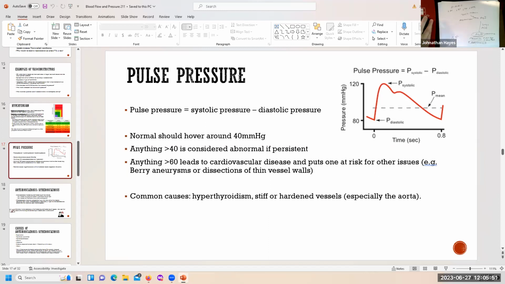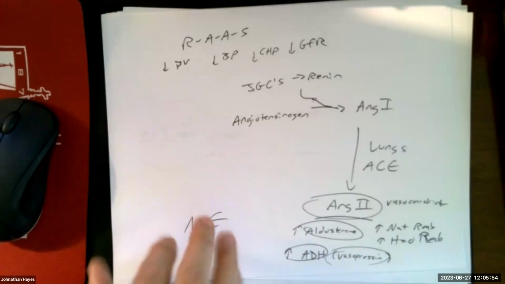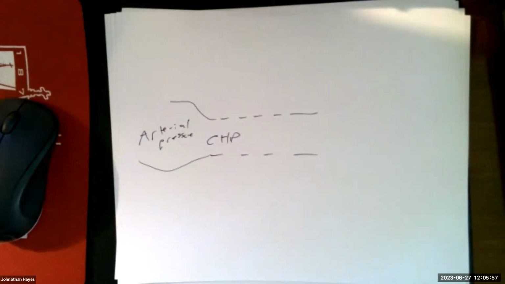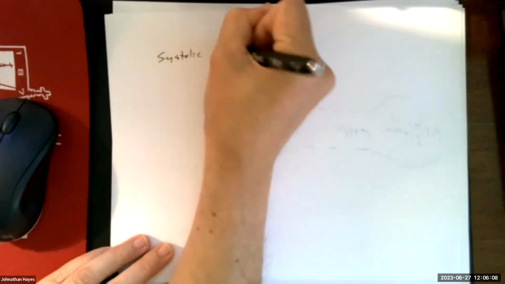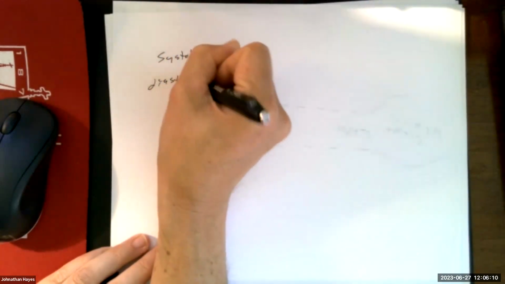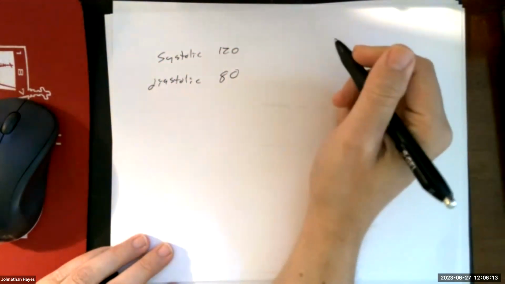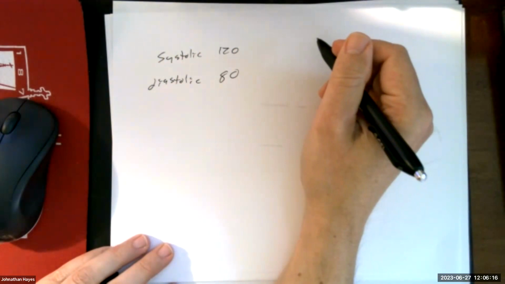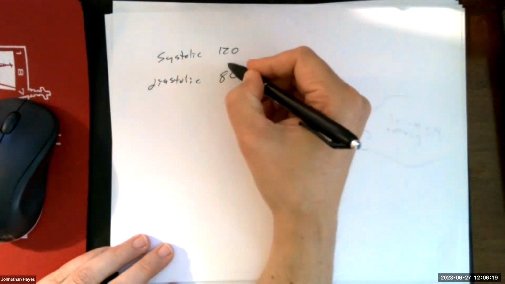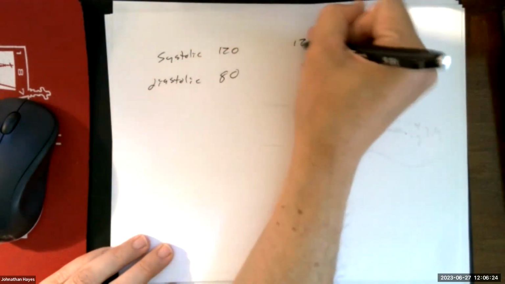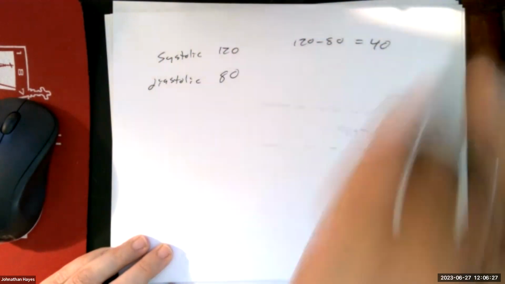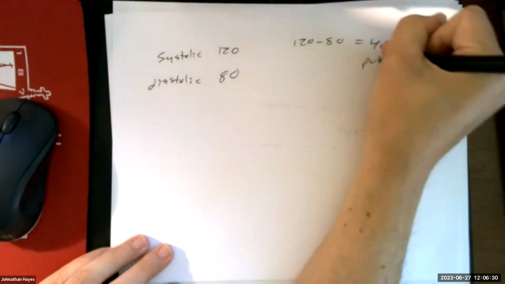But pulse pressure is the gap between our systolic and diastolic. Pulse pressure normally should be 40 or less, right? So if your systolic pressure is 120 and your diastolic pressure is 80, that's super great, super fine, right? But the gap in between the two is the pulse pressure. So where does this come from? The pulse pressure is 120 minus 80. So 40 or less is good. That's your pulse pressure.